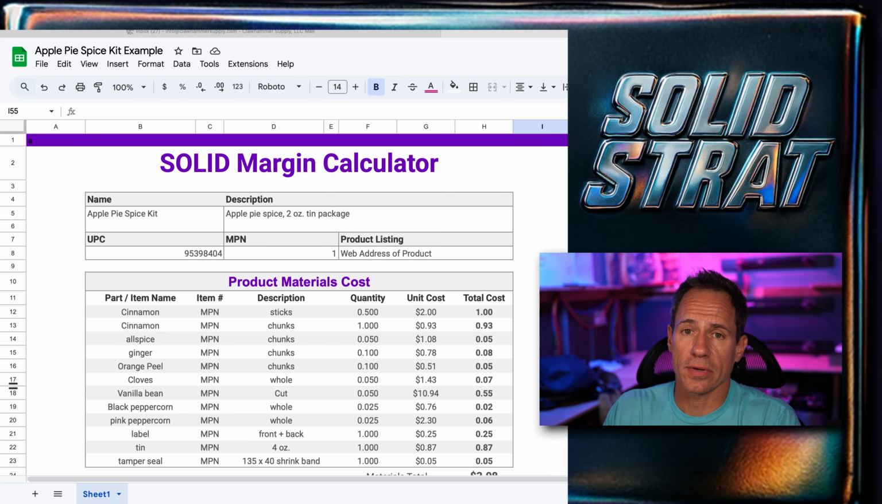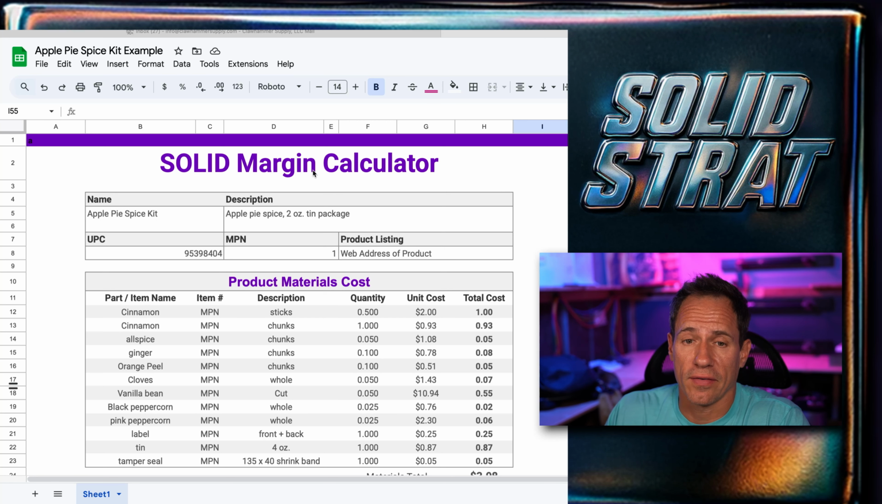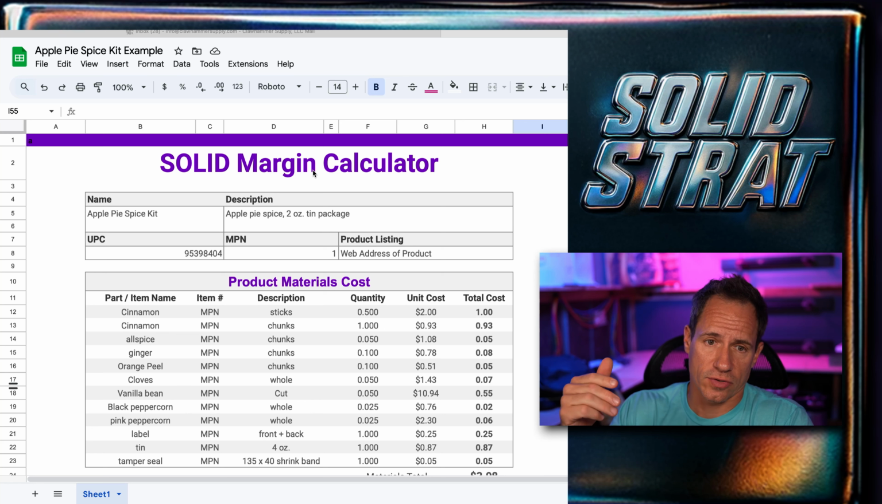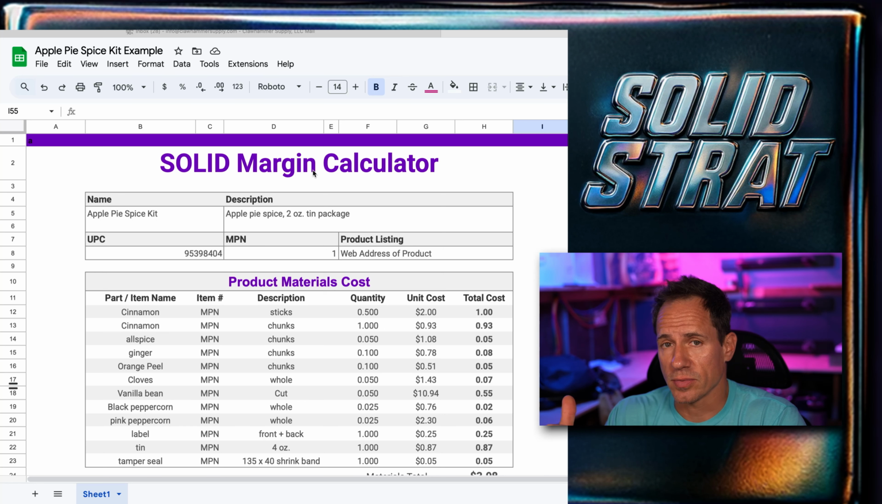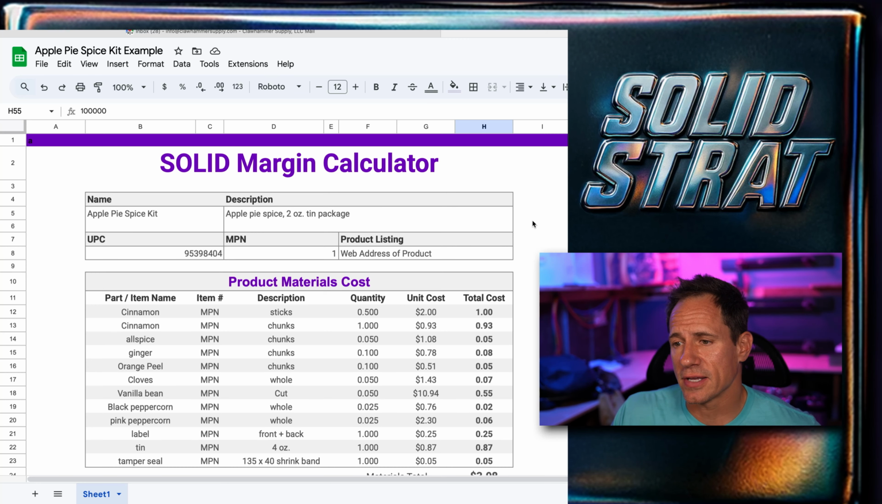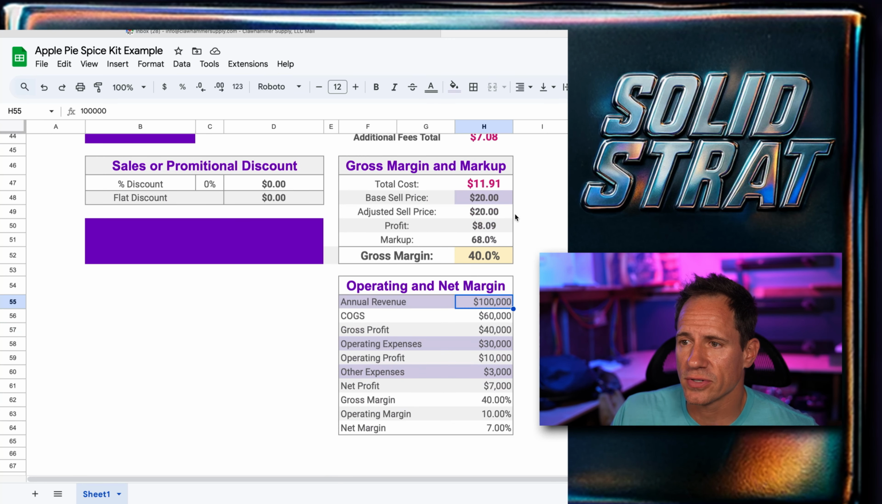I already know the cost of goods for this item because I used our solid margin calculator to figure it out. I've done several detailed videos on that, which you can find in the description. You can also download the sheet itself, which is in the description too. Anyway, we'll assume that this is the only product the company sells and that they sold 5,000 units at $20 a piece last year for a total annual revenue of $100,000.